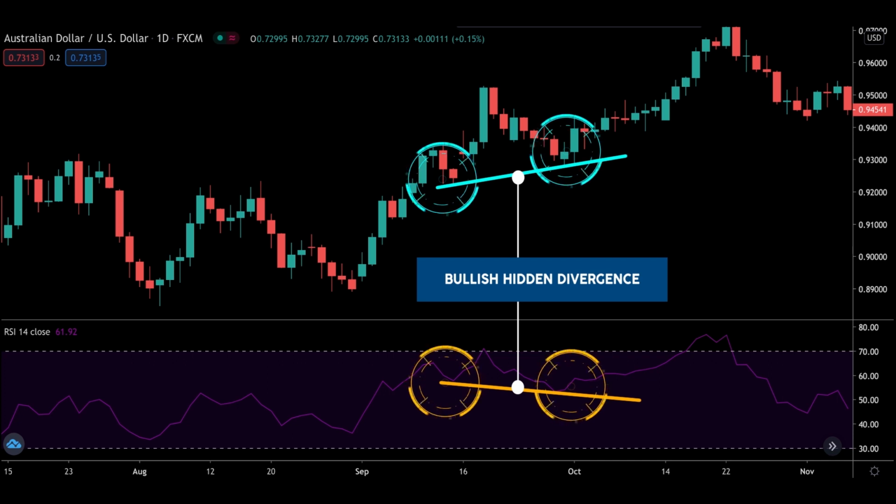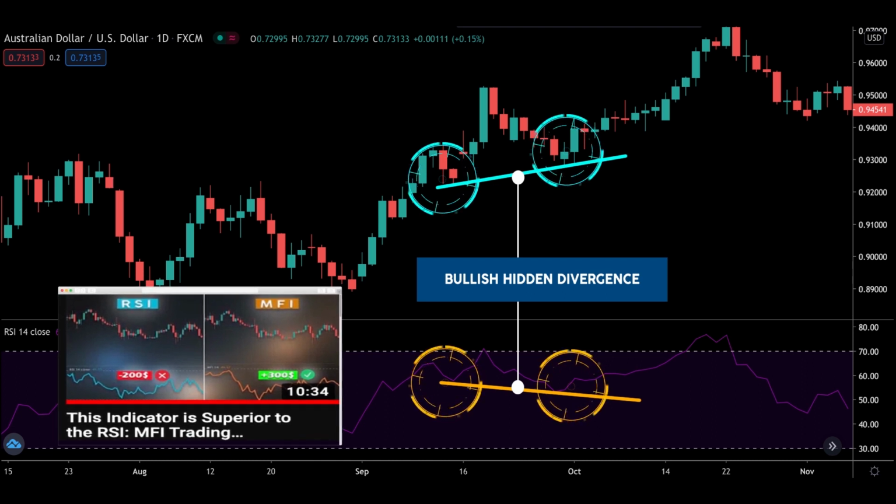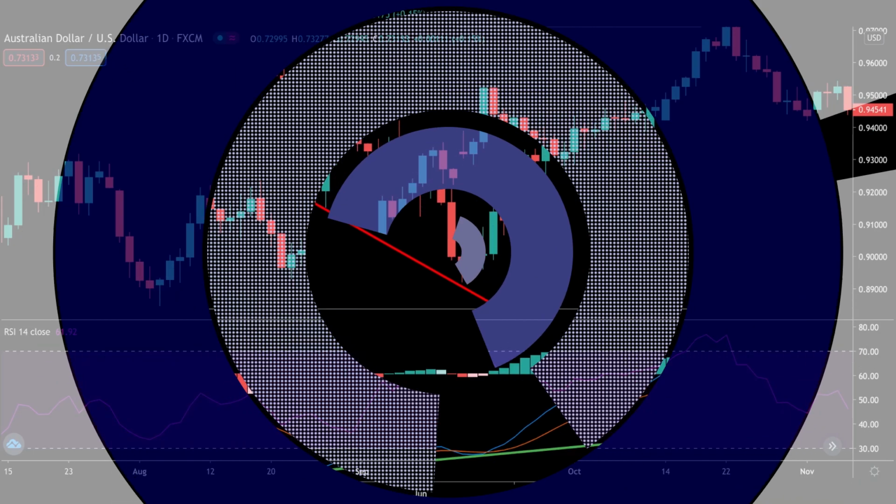If you want a more potent indicator than the relative strength index, then make sure you check out my other video which talks about an indicator that is far superior to the relative strength index because it incorporates volume into the equation. I won't spoil it for you here, but I will leave a link to that video at the top right corner and end screen of this video. I recommend you watch that video next after completing this one.